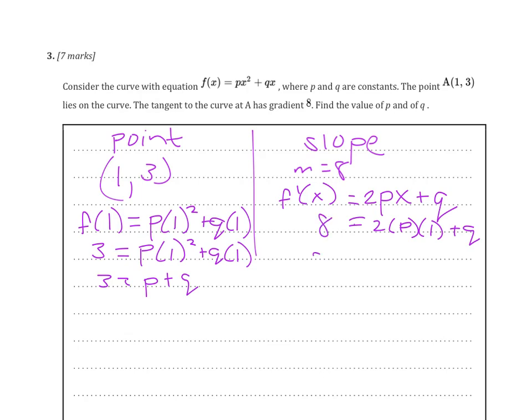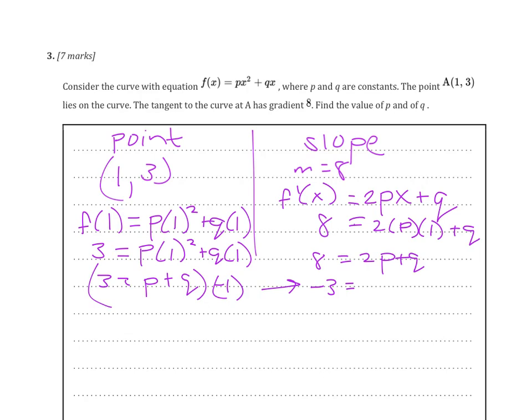So now, here's our second equation that has both p and q. And now we're just going to go ahead and solve that system. There's lots of ways to do it. I'm going to go ahead and take this and multiply everything by -1, and just line it right up.